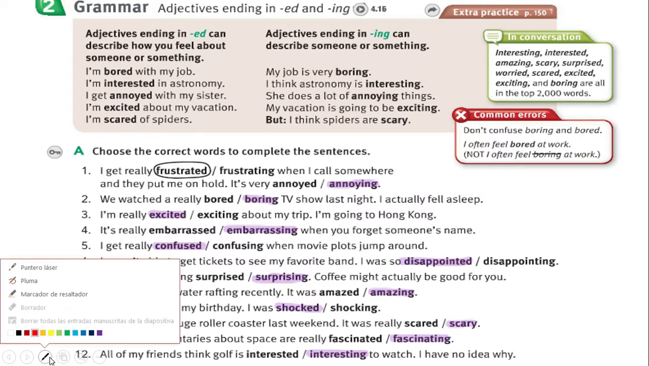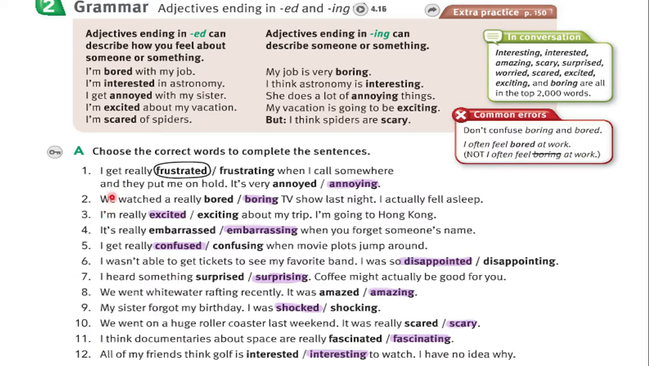Look at this. Here we have the same chart of explanations with adjectives ending in ed and ing. So adjectives ending in ed can describe how a person feels about someone or something. I am bored with my job. I'm interested in astronomy. I get annoyed with my sister. I'm excited about my vacation, and I'm scared of spiders. These adjectives describe how a person feels about someone or something. But adjectives ending in ing can describe someone or something. My job is very boring. I think astronomy is interesting.